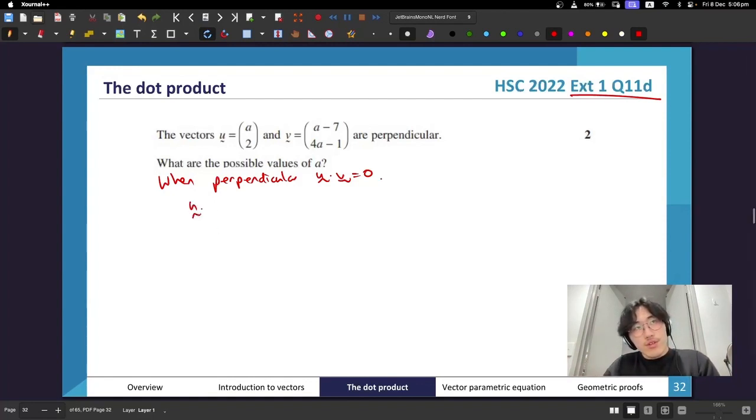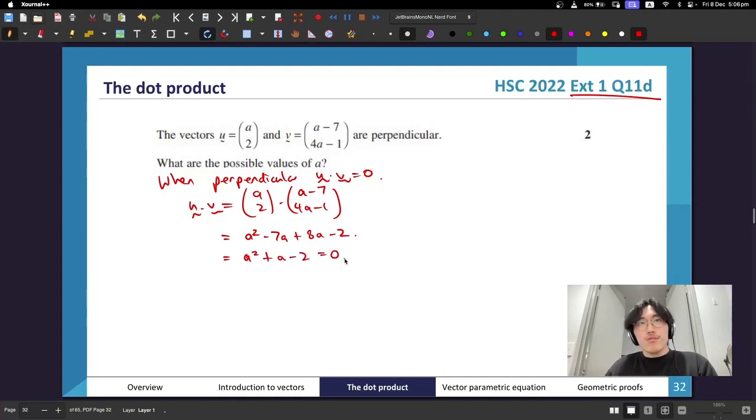So continuing on, u dot v equals a times (a minus 7) plus 2 times (4a minus 1), which is a squared minus 7a plus 8a minus 2, which equals a squared plus a minus 2 equals 0. Let's recall year 9 mathematics, factorising quadratics. We want this to be positive, so that becomes (a plus 2)(a minus 1) equals 0. So a equals -2, 1.